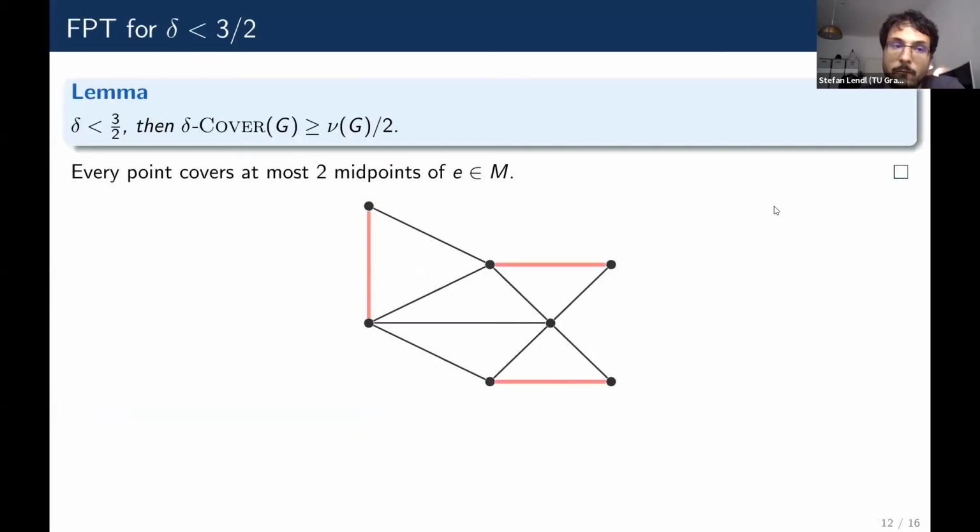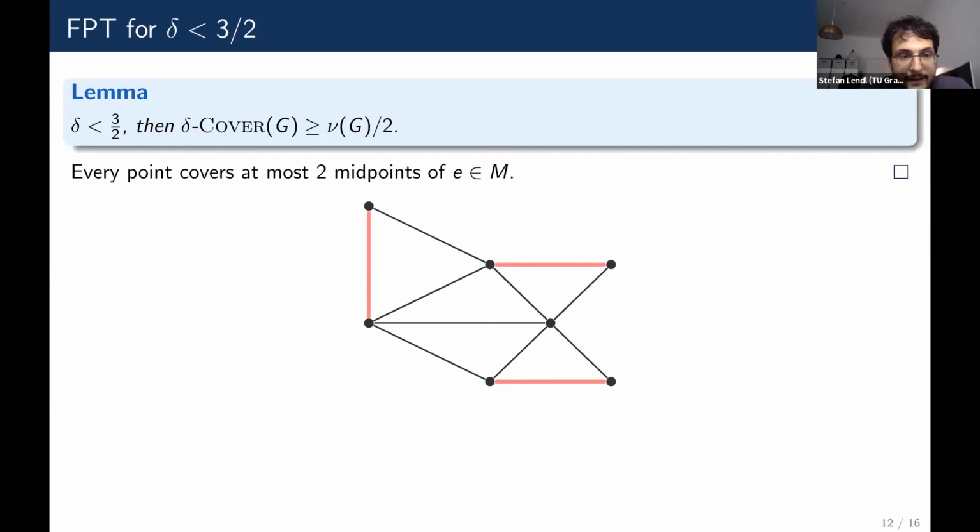So let me now move on to the FPT result for delta less than 3/2. And the first part here is again a matching argument. And this is the only point in this algorithm where we really need that delta is less than 3/2. And it's to prove the following lemma. If delta is less than 3/2, then the delta cover of G is larger or equal than the matching number of G divided by 2.